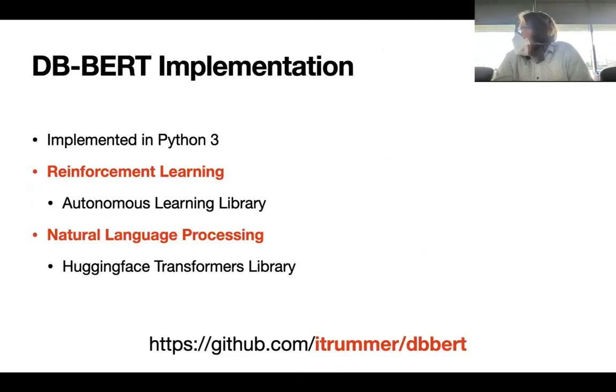All right, let's discuss a couple of experimental results. First of all, a couple of words about the implementation. It's implemented in Python 3. Initially I used the autonomous learning library for the experiments that you see here, and I'm currently switching to the stable baselines library. The natural language processing library is the Hugging Face Transformers library. You also find the code available online.